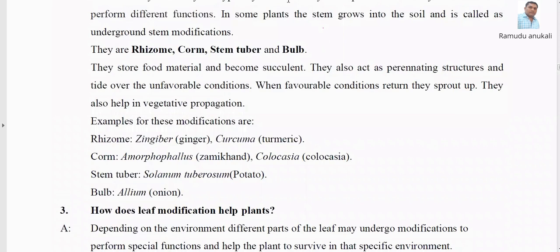So here they have given clearly the example and the main purpose: why the stem is modified to form a rhizome, corm, bulb and stem tuber. Because they store the food material, they have reproductive parts to multiply, they may endure unfavorable conditions, and they also help in vegetative propagation.